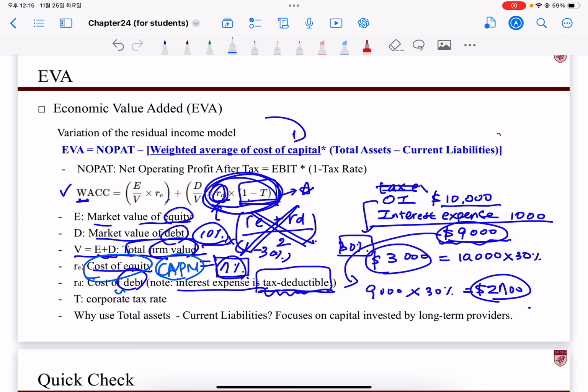And cost of debt is based on a contract between you and the long-term capital providers. So this is specified under contract.